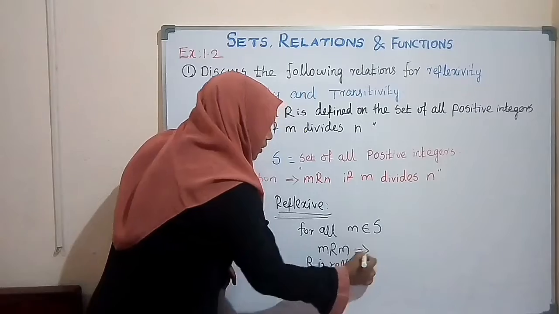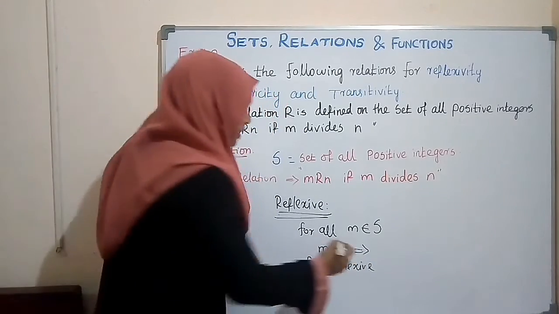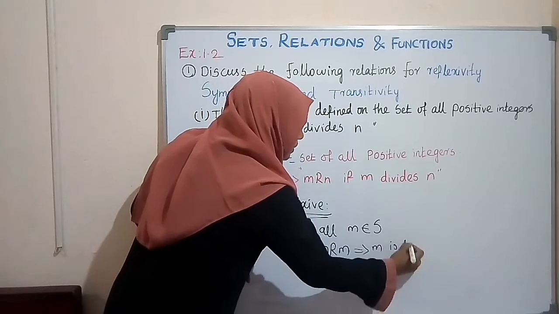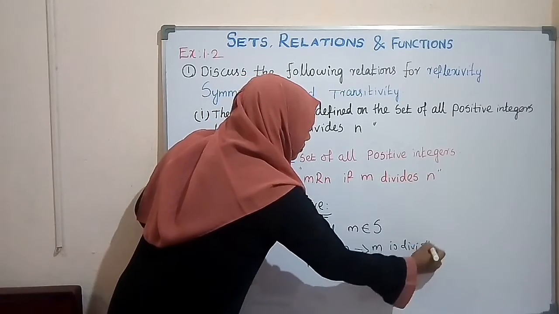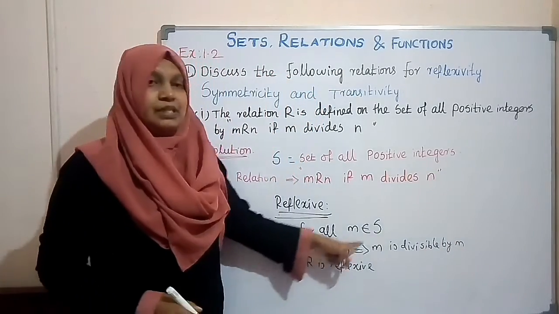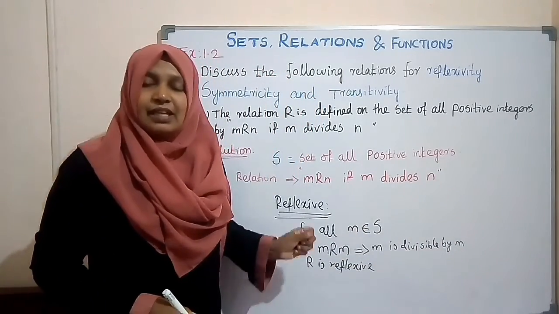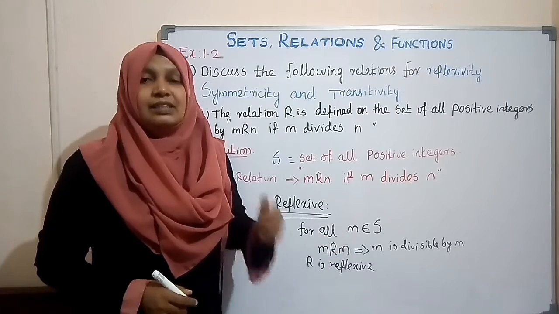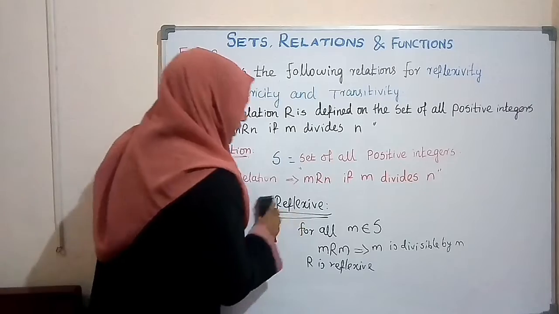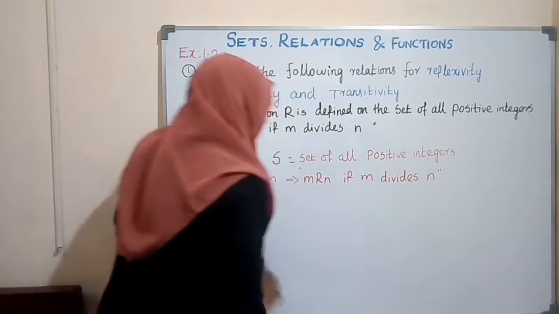You can write the meaning also. Why is m related to m? Because m is divisible by m. M relates m means m is divisible by m. Therefore, R is reflexive. The next one we have to prove is symmetry. So I am writing the heading. Next one is symmetric.